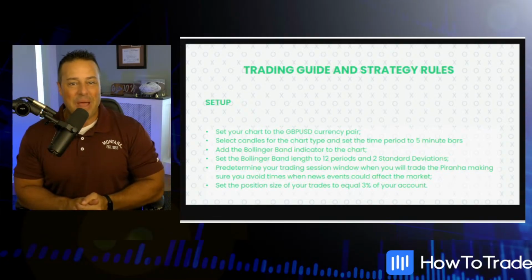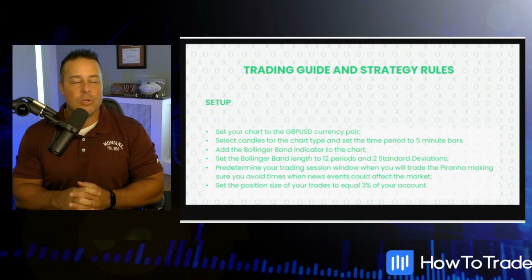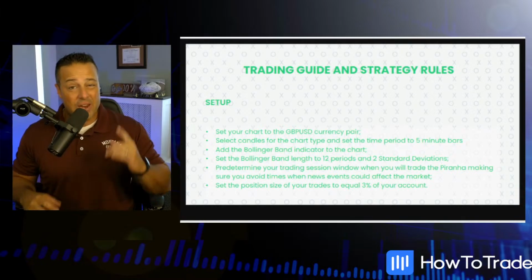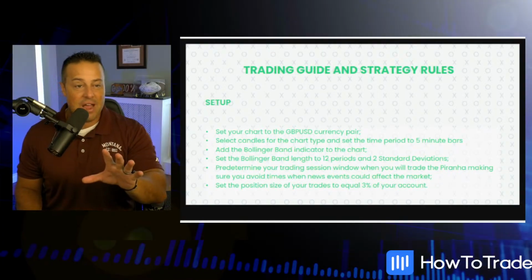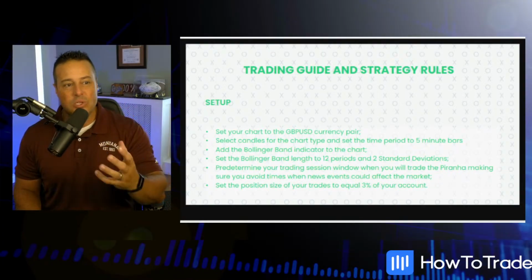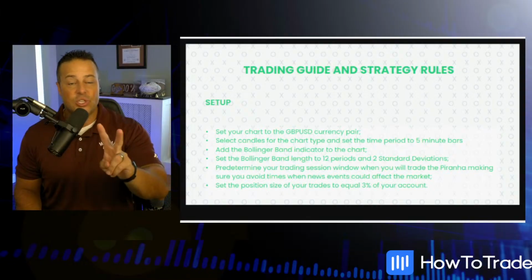So we're going to Great Britain Pound, candlestick chart, 5-minute pair, 5-minute bars, and then we're going to add the Bollinger Band indicator to the chart. Now I'm going to show you how to do that on TradingView and MT5. You're going to see that we're going to set the Bollinger Band length to 12 periods and 2 standard deviations.